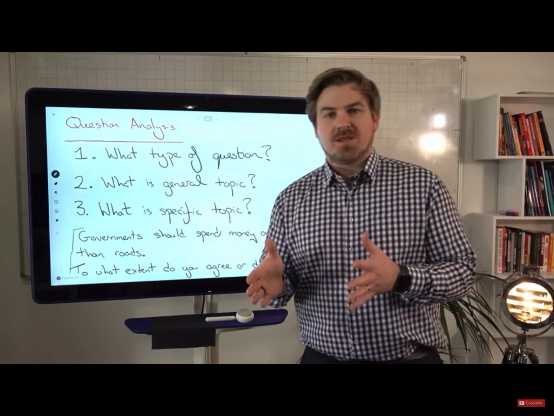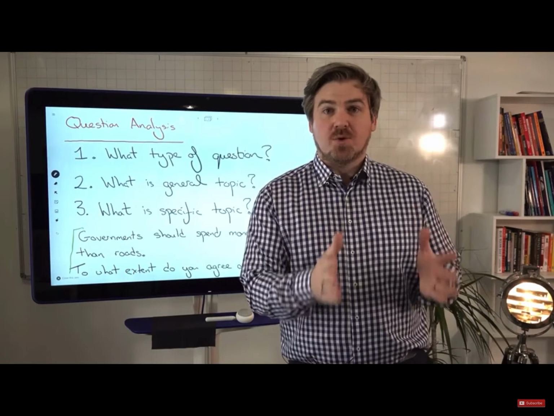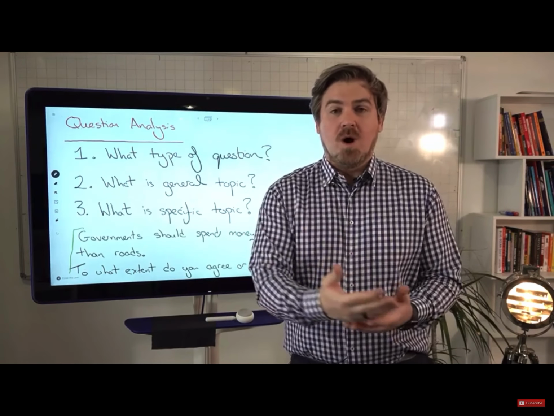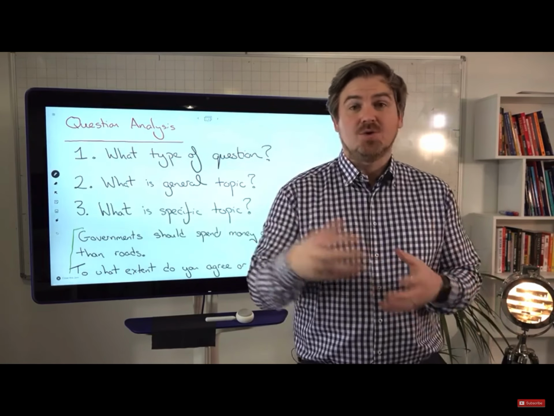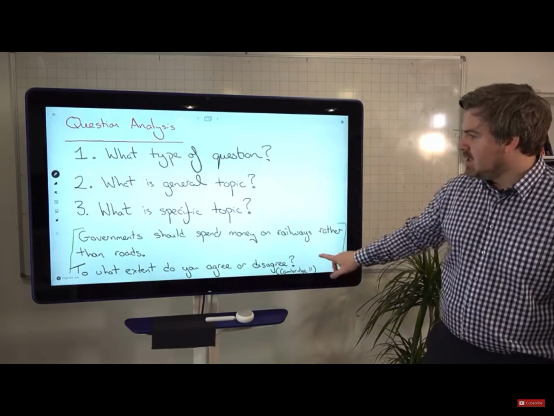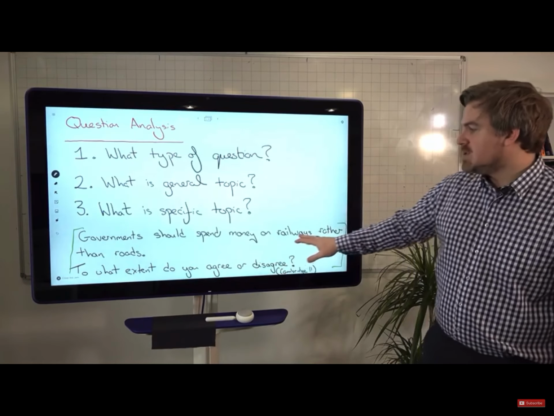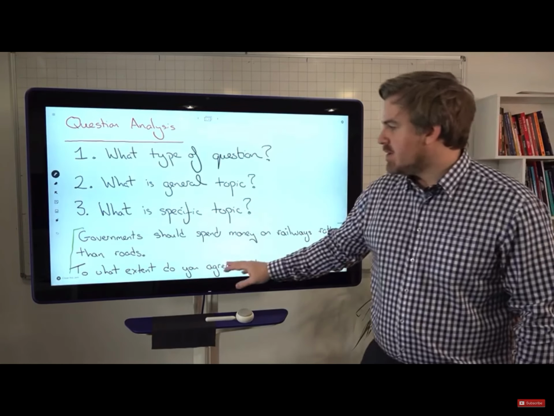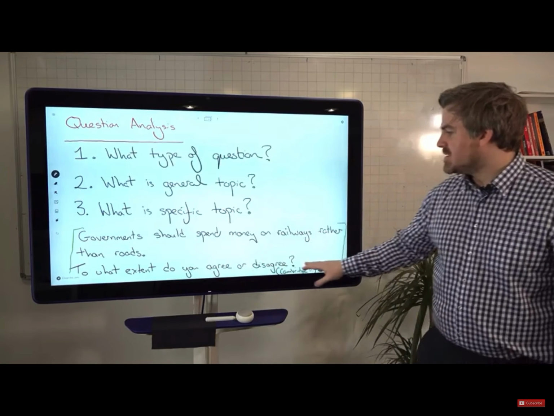The most important thing for Writing Task 2 is that you answer the question, you follow what they have asked you to do, and you give them what they are looking for. So what type of question? Here's a question from Cambridge 11, the book. Governments should spend money on railways rather than roads. To what extent do you agree or disagree?